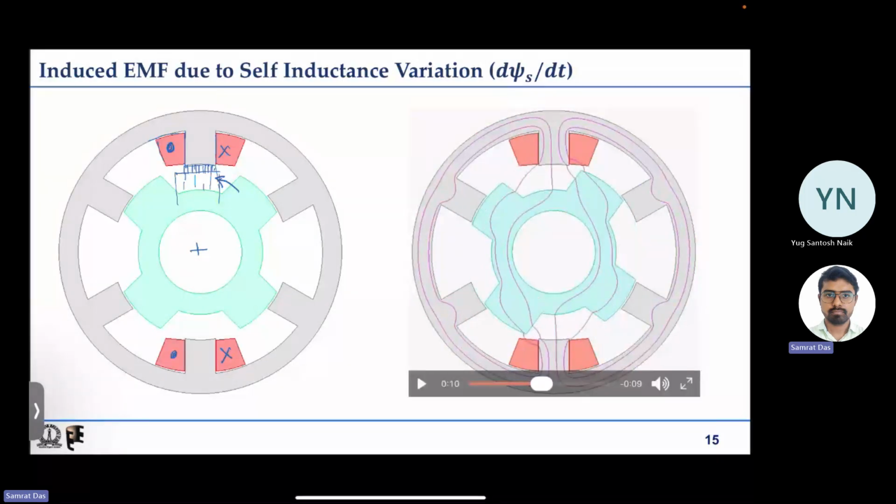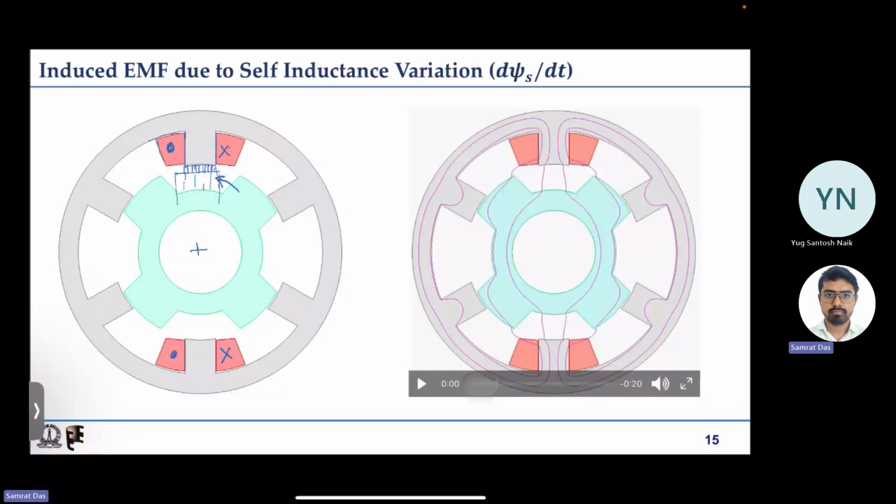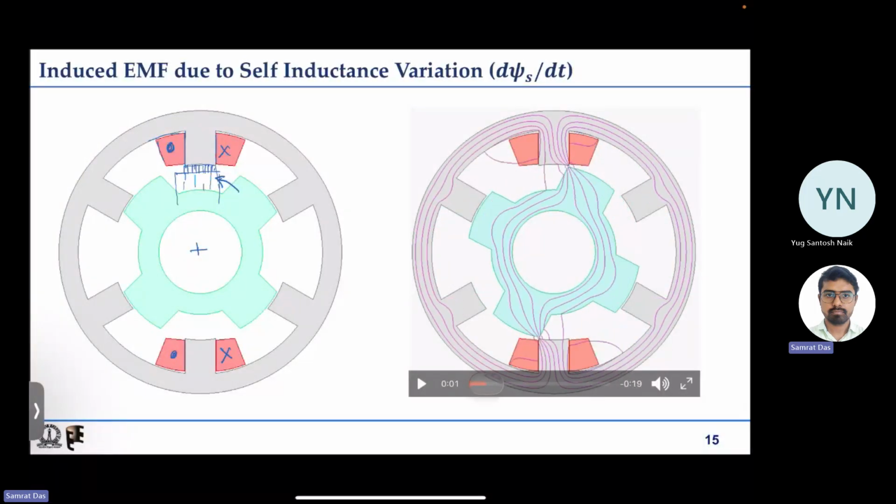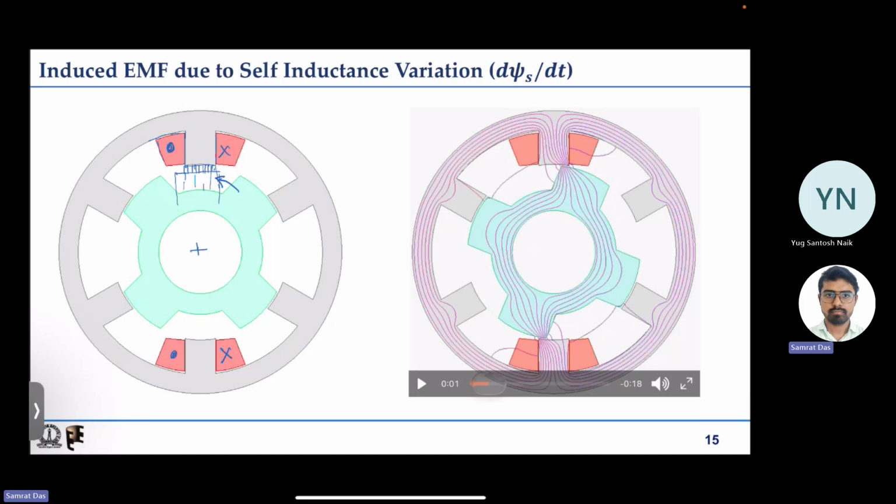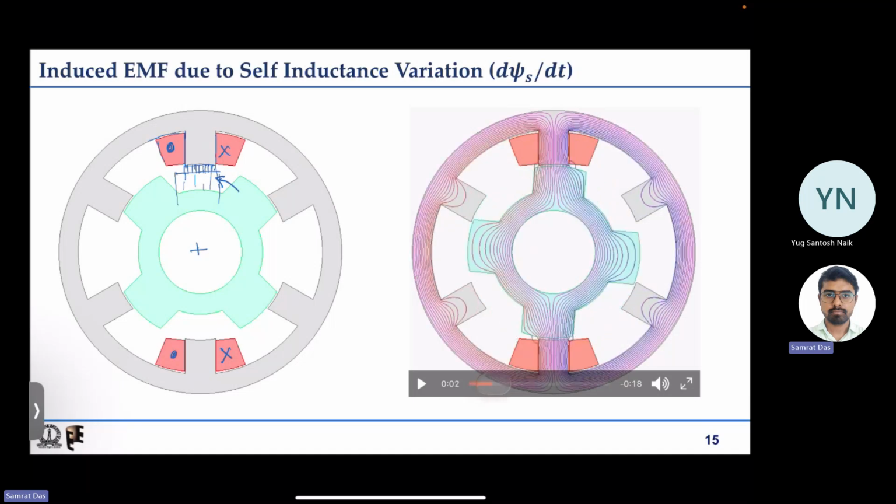Let me stop and show. It is minimum at this position. It rotates by some amount and starts increasing. It keeps on increasing and reaches its maximum value. Now at this instant flux linkage is maximum, but the current is the same. Why is the flux linkage changing? Because the inductance is changing. Now it continues to rotate.